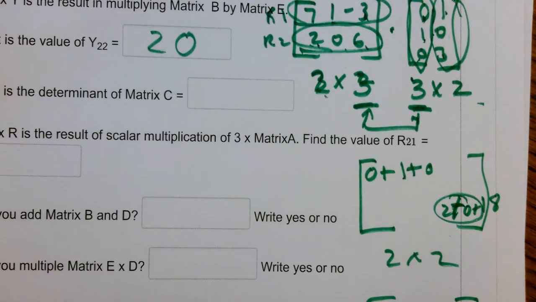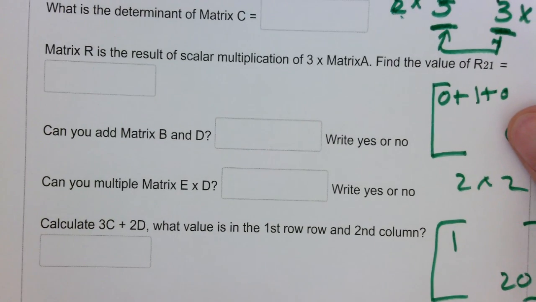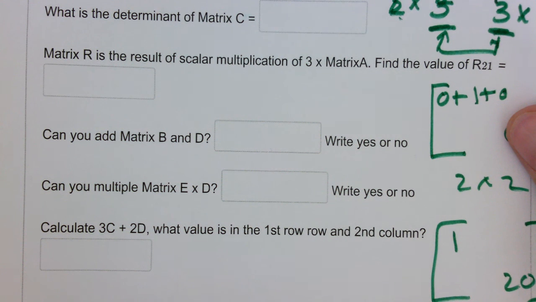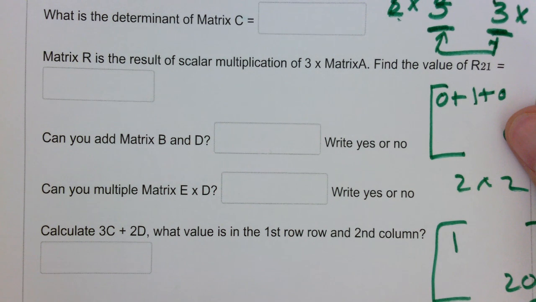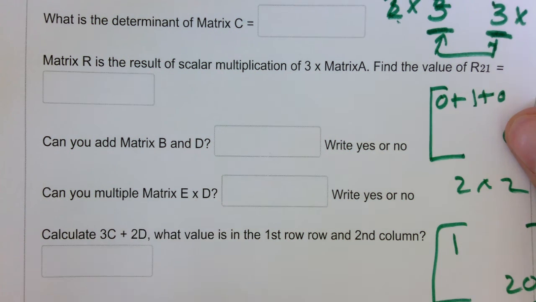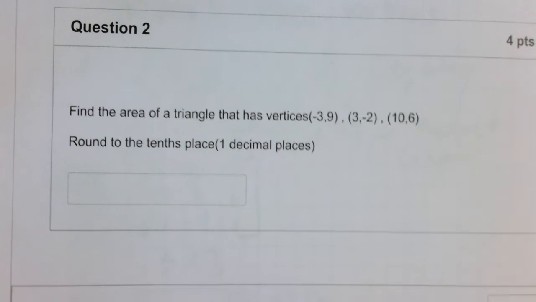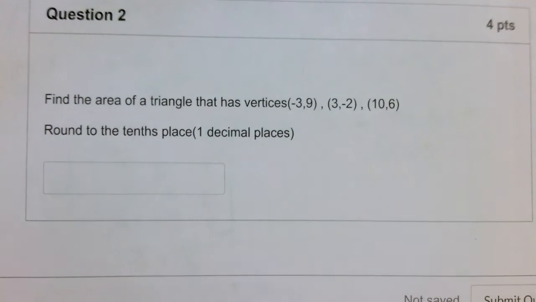We already talked about the determinant. You shouldn't have any other questions on this worksheet. They're going to ask if you can add. We can only add if they're the same size matrix. And can you multiply? Again, you can only multiply if the inner dimensions are the same. You could also use a calculator to do all this work. And the last one was the area of a triangle that I talked about already in the previous problem.